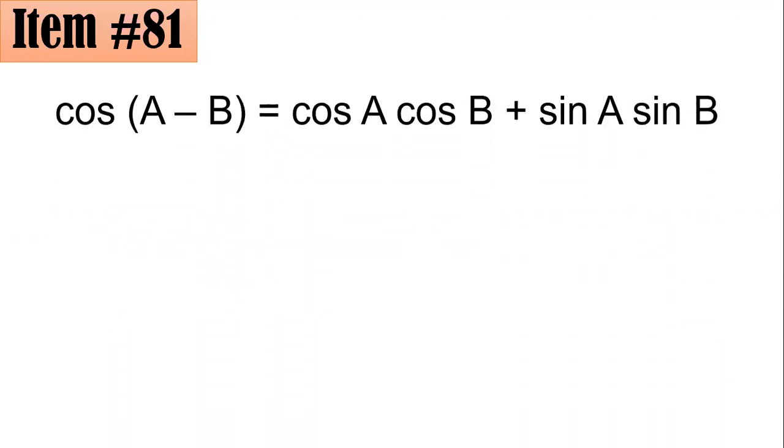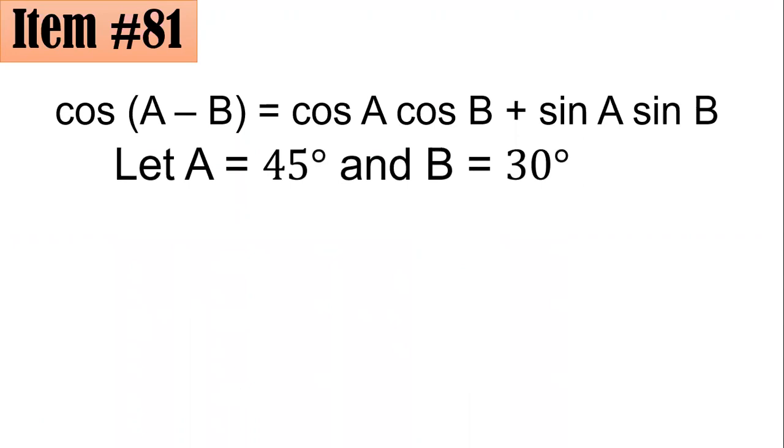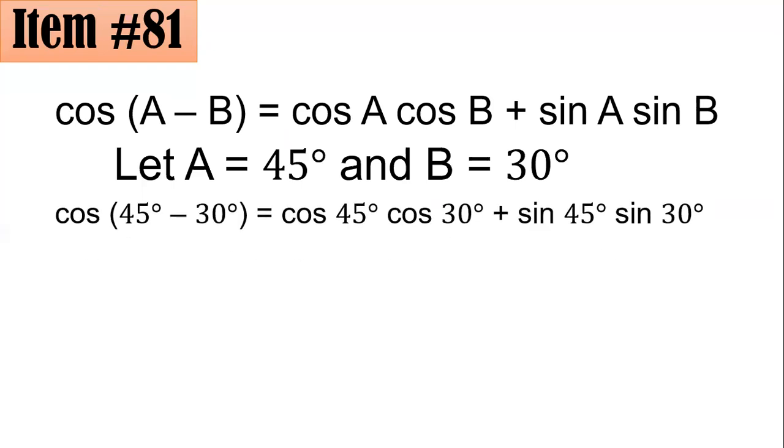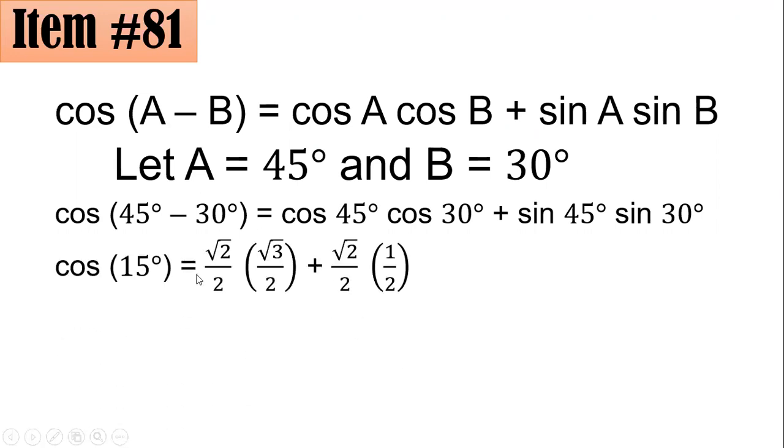Then, I hope you could still remember that cosine of A minus B is equal to cos A cos B plus sine A sine B. That is also one of our identities. With A equals 45 degrees and B equals 30 degrees, by substitution, it becomes cosine of 45 degrees minus 30 degrees equals cosine 45 degrees cosine 30 degrees plus sine 45 degrees times sine 30 degrees. So cosine 45 is square root of 2 over 2. Cosine 30 degrees is square root of 3 over 2. Plus sine 45 is square root of 2 over 2. Sine 30 is 1/2.